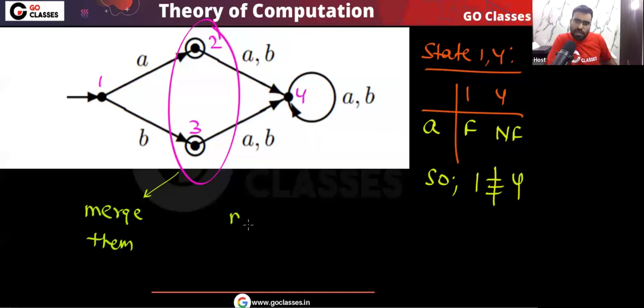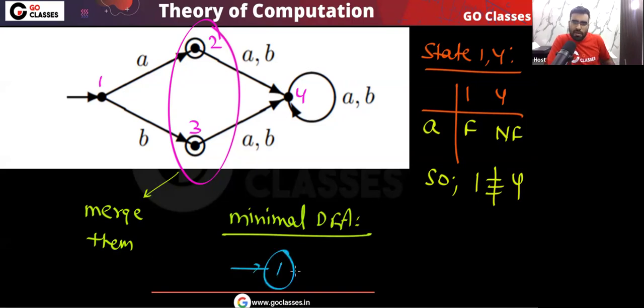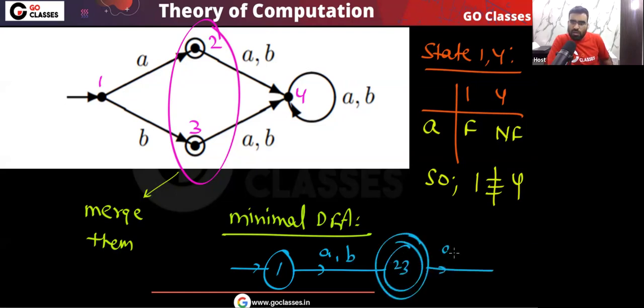So finally, what is the minimal DFA? What will be the minimal DFA? Remember, there will be 3 states. Yes or no? State number 1, there will be 3 states. On A, we are going to state 2 3, which is final. And on AB, we are going to state 4. So there will be 3 states in the minimal DFA. This is your minimal DFA. Very simple. Do you agree?